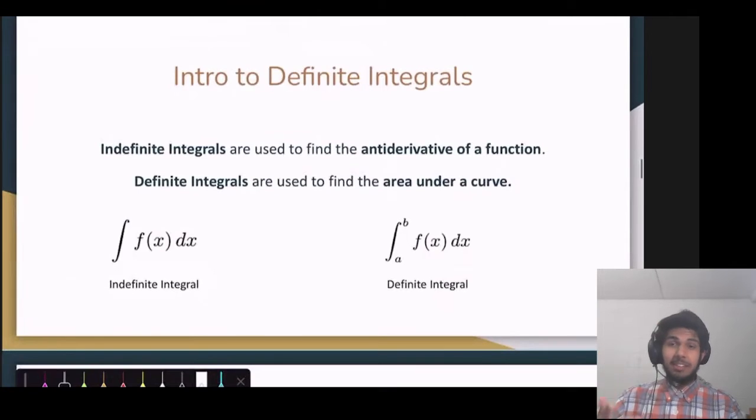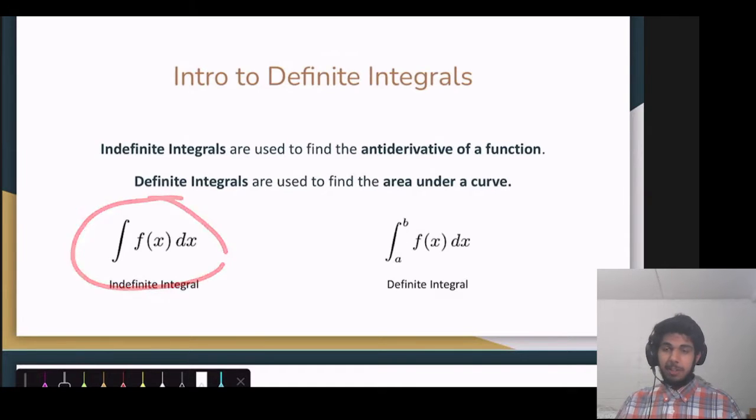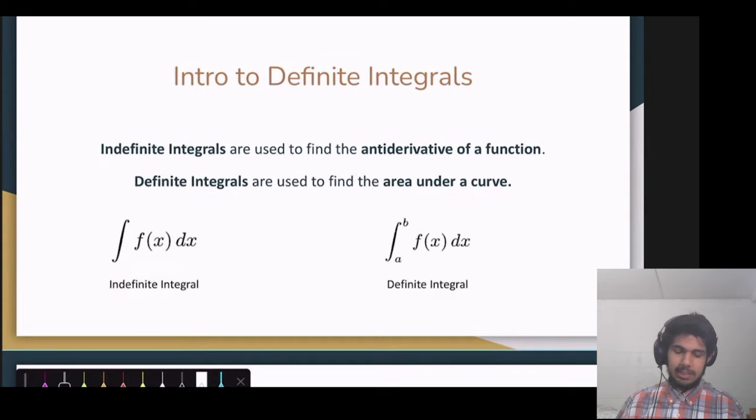Indefinite integrals, which is what we're used to, are used to find the antiderivative of a function. And as we said, there could be an infinite amount of antiderivatives for any function. Definite integrals are used to find the area under a curve. In particular, we're going to be finding the area under a curve of a particular function by taking the integral of that function. So on the left here, we have our indefinite integral that we're used to seeing, the integral of some function f of x dx.